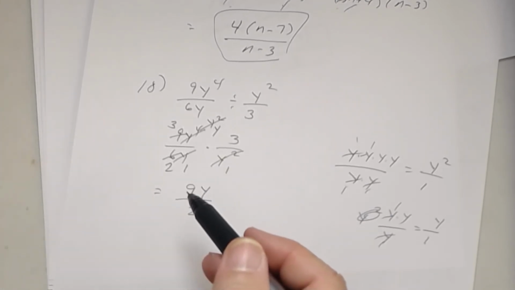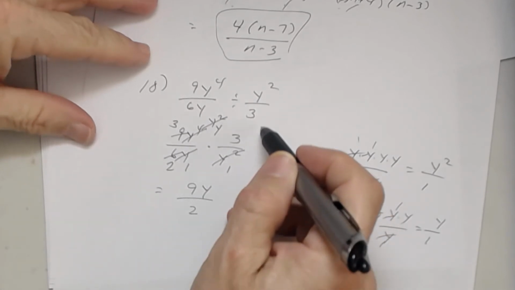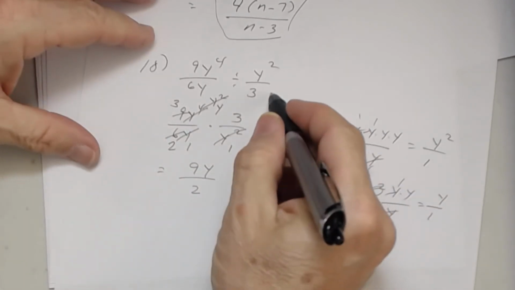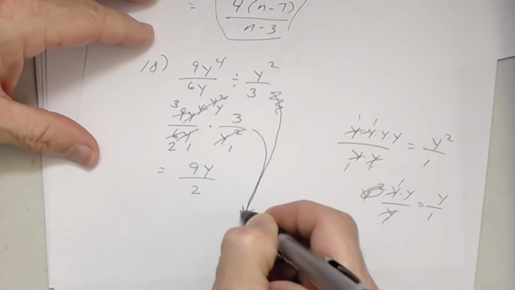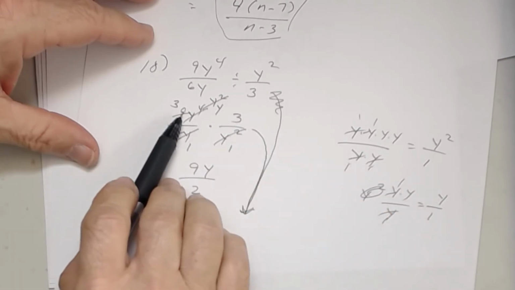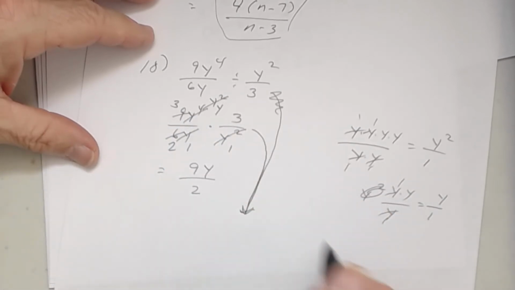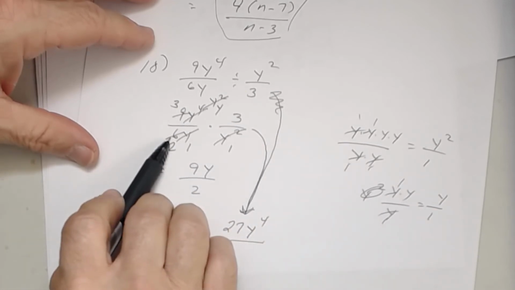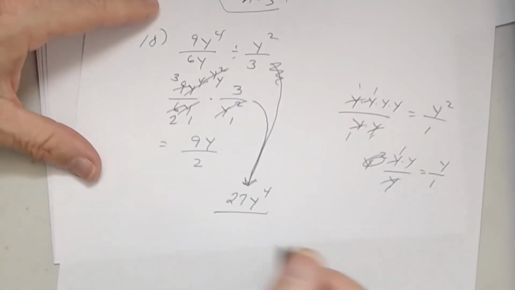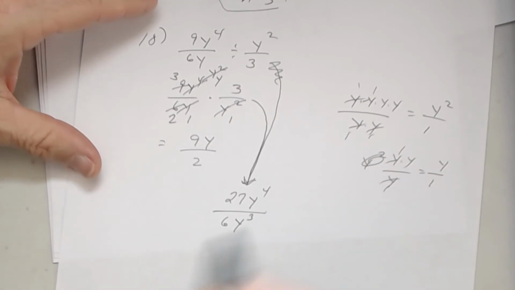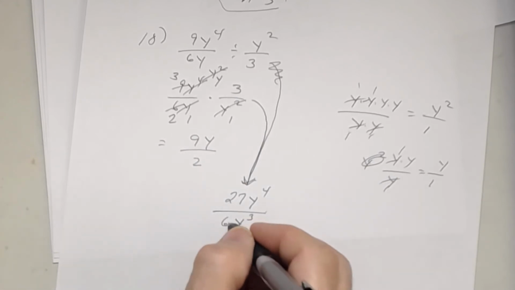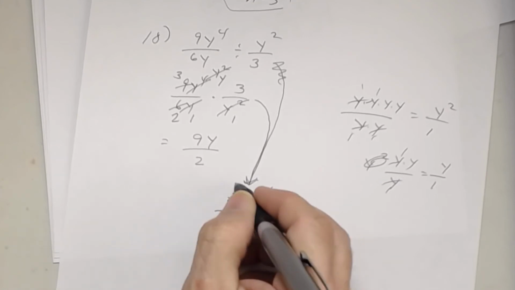It became messy. It would have been easier, I think, if you would have gone from here, I'm sorry, going from here to the product first. What is 9y to the 4th times 3? 27y to the 4th. What is 6 times y squared? Cubed. It becomes easier that way. Can I reduce 27 and 6? Yes. They're both divisible by 3. 3 into 6 is 2. 3 into 27 is 9.